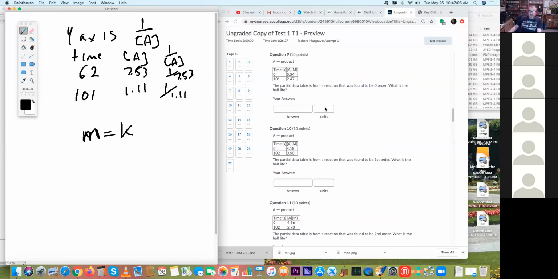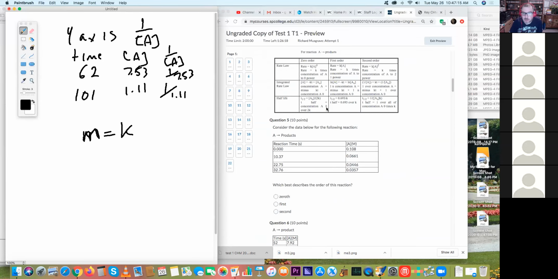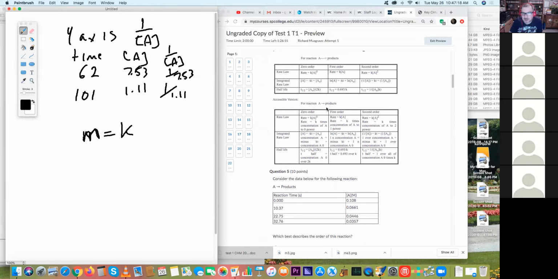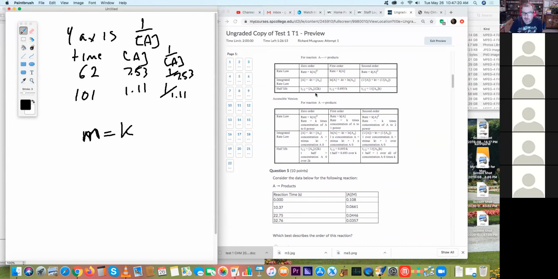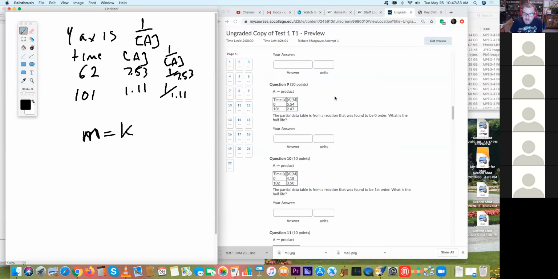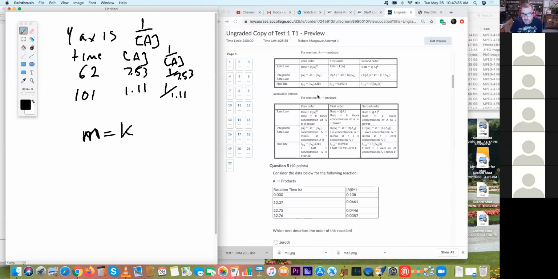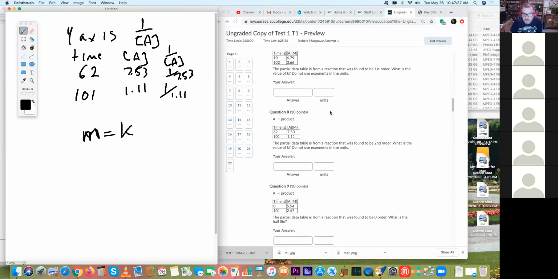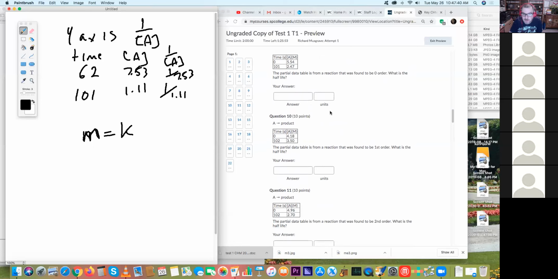Okay. Question 9. We've got the partial data table, zero order. What's the half-life? You would have to scroll back up and get the half-life equation here. What you would have to do is the same thing as what we did previously. You'd have to calculate the k values in each of these instances so that you could do the half-life equations. It would just be a repeat of what we just did to get the k values and then applying them to the equations that you're given for the half-life. I'm not going to go through that again. So that would be for questions 9, 10, and 11.